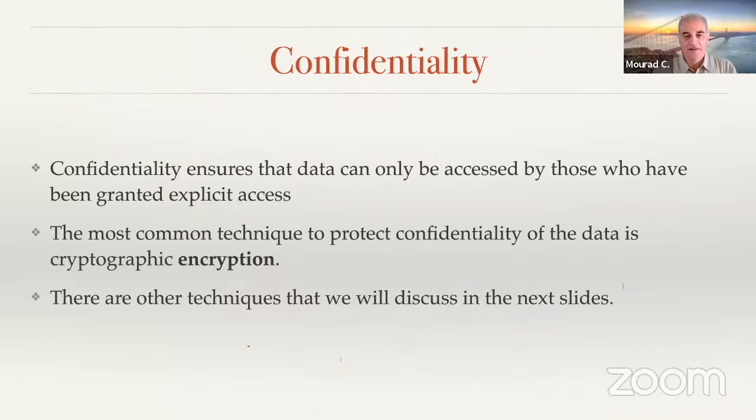Okay. So first, confidentiality. What do we mean by confidentiality? Confidentiality is to ensure that data can only be accessed by those who have been granted access to it. You don't want your data to be accessed, viewed or seen by anyone who is not authorized. The most common technique when we speak about confidentiality, we think almost immediately about encryption. So cryptographic encryption is a technique to protect the confidentiality of data. It's an important technique, but it's not the only one. And as we will see in the next slides, there are other techniques to protect confidentiality.